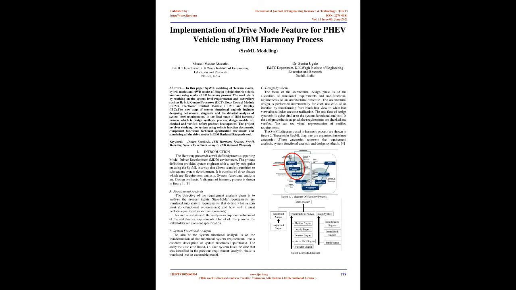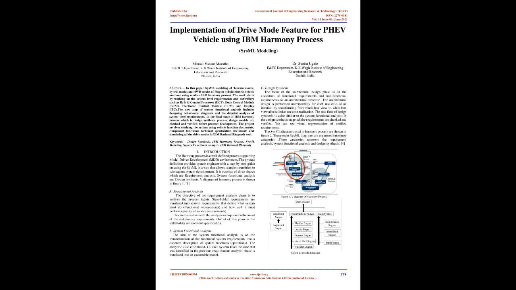SysML modeling of terrain modes, hybrid modes, and 4WD modes of a plug-in hybrid electric vehicle is done using the modern IBM Harmony process. The work starts with the system-level requirements and controllers such as the hybrid control processor, HCP, body control module, BCM, electronic control module, ECM, and display, IPC.